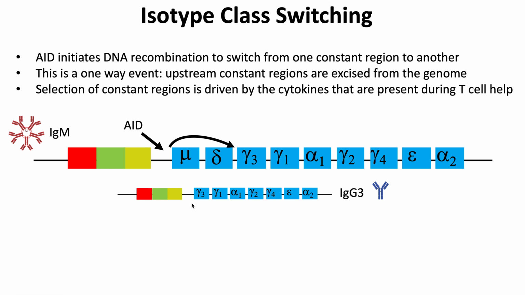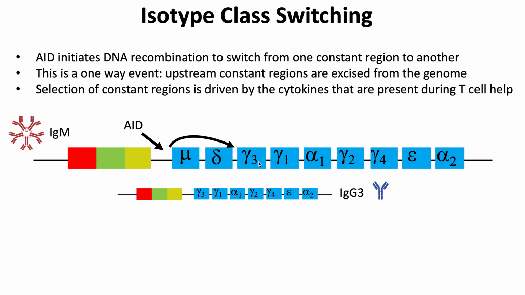You've got the VDJ, and now you've cut out the mu and the delta constant regions from this locus. And this is a one-way event. This DNA has been cut out. And so you can't go from being an IgG producing B cell back to producing IgM. Once you've lost this IgM constant region, you're never getting it back. And so here we have a B cell that will now produce IgG.